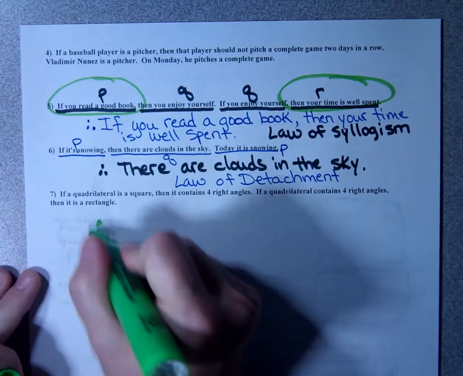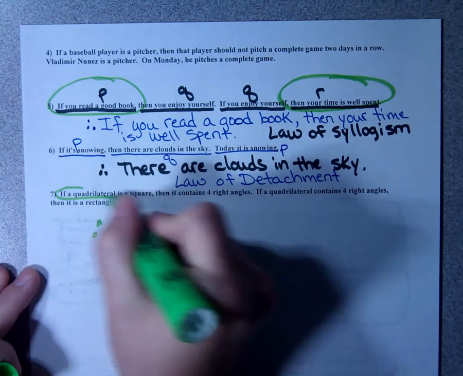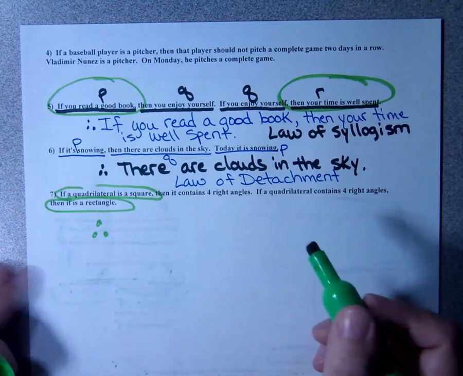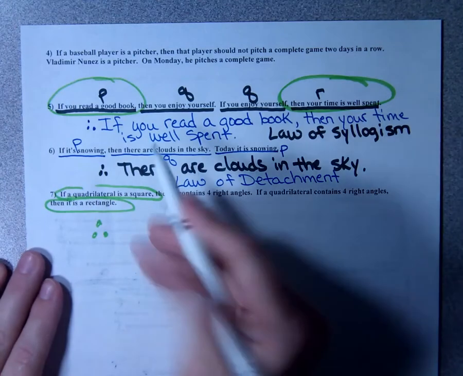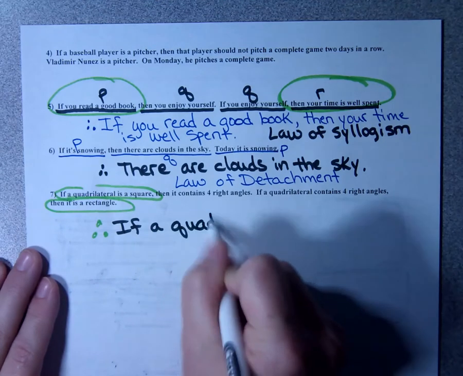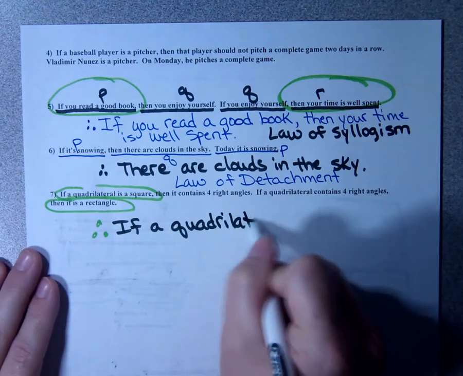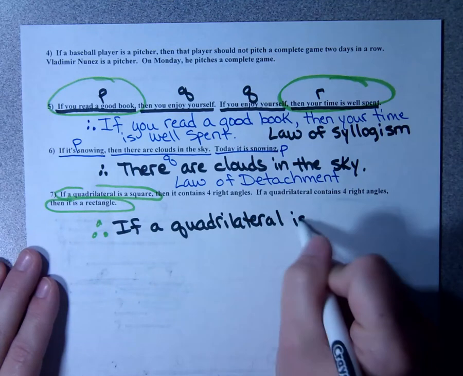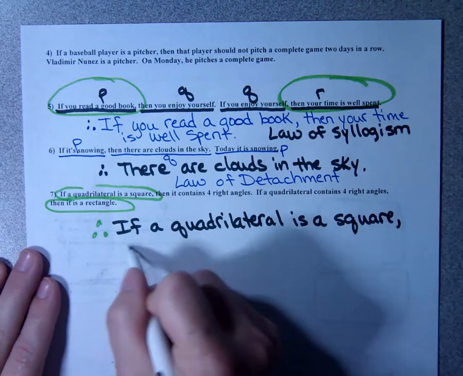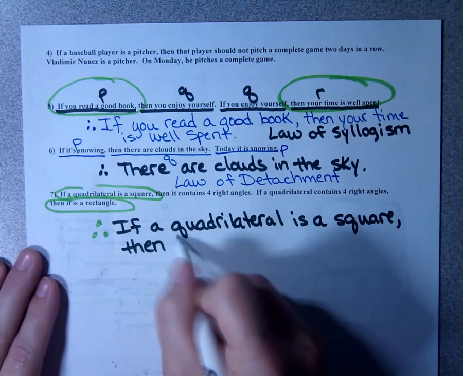So I can go, therefore, the very first part, if a quadrilateral is a square, the very last part, then it's a rectangle. So if a quadrilateral is a square, then it's a rectangle.